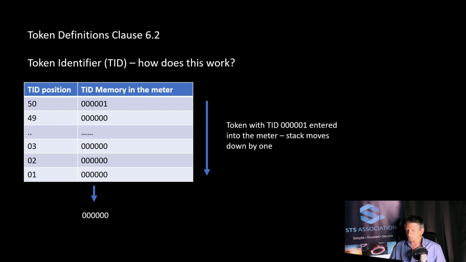You enter a token with a TID value of 00001. The stack moves down by 1, and the 0 that was in position 1 moves out of the stack and gets deleted, and the TID of the token you've just put in goes into position 50. As you keep entering tokens, each with a different TID value, the stack keeps moving down until you get right to the end and you've entered 48 more tokens, and you now have tokens 1 to 50 stored in your TID stack. What happens with the next token?